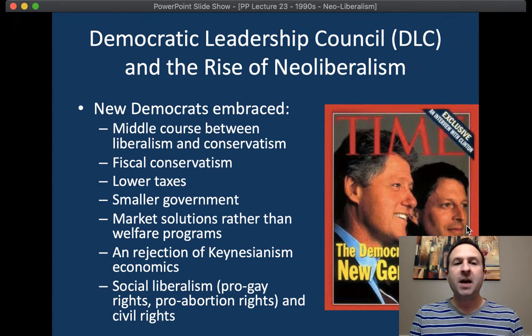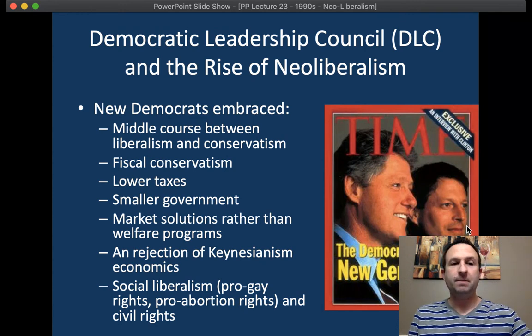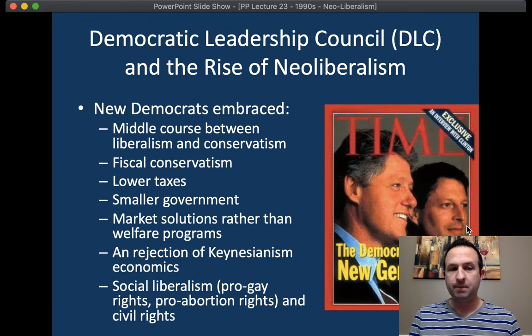Because they get together and they form what's called the Democratic Leadership Council, the DLC. And they're going to embrace what historians will term neoliberalism. They call themselves the New Democrat, as you see on the screen. So this is the New Democrat, aka neoliberalism. And what they embrace is what they call a middle course between liberalism and conservatism.